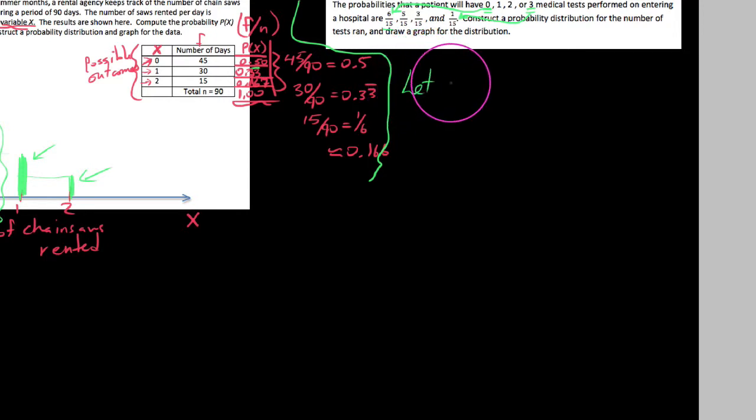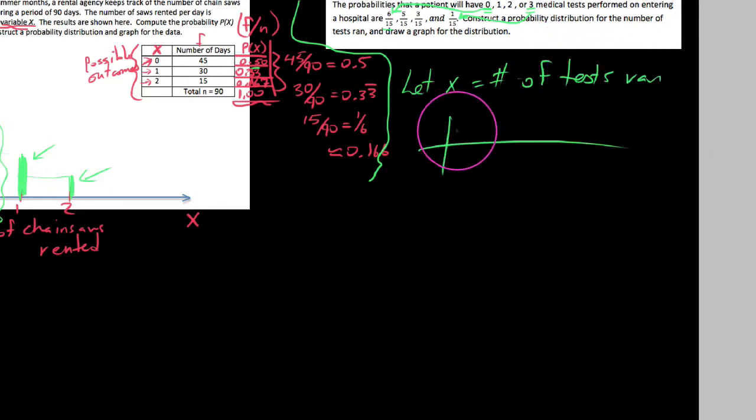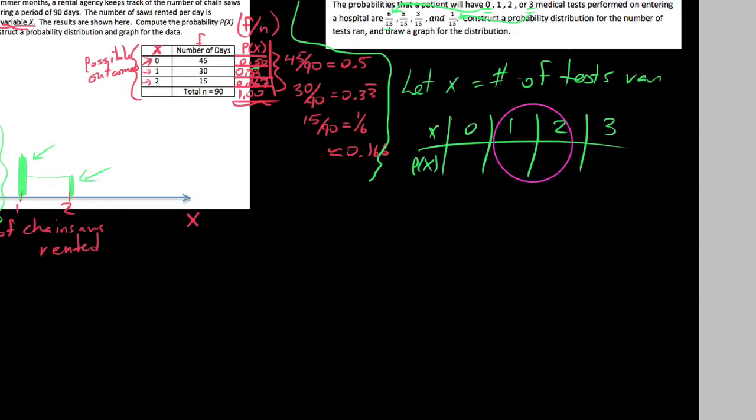We're going to say let x equal the number of tests ran. And so what we get is this. We say, well, x, P(x): I ran 0 tests, 1 test, 2 tests, or 3 tests. And actually, the nice thing about this one is we were hooked up with the probabilities. That is, we had a 6 in 15, looks like we have a 5 in 15, 3 in 15, not 13, and then 1 in 15.